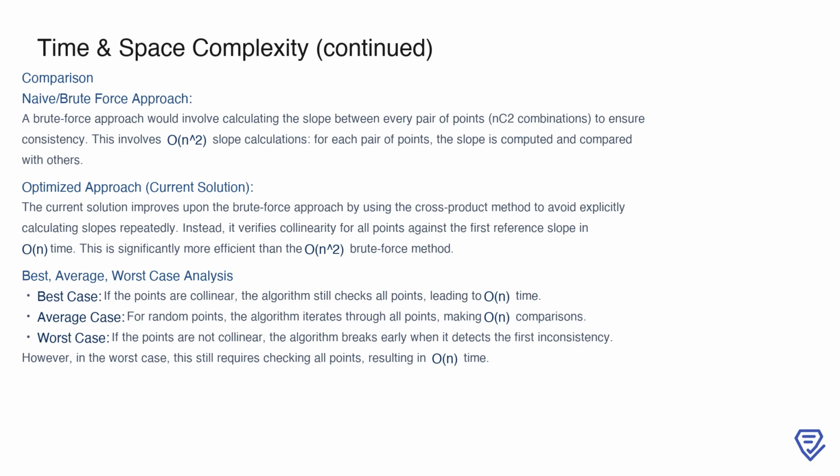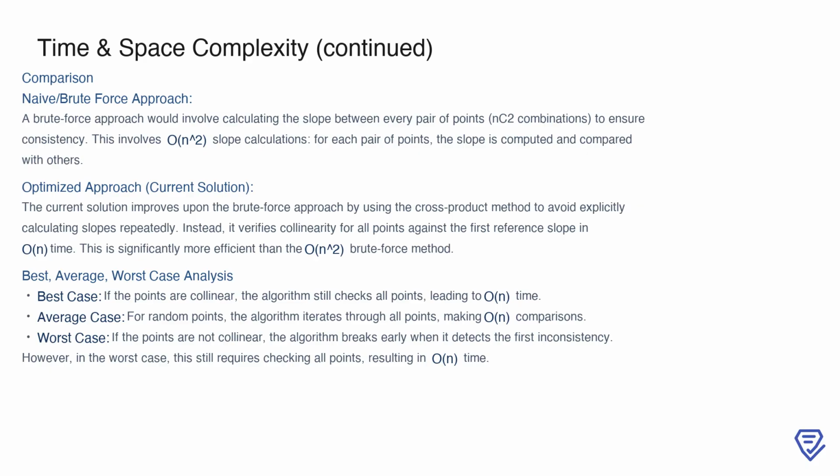In contrast, the current optimized solution avoids explicitly calculating slopes repeatedly. By using the cross-product method, it ensures collinearity for all points in just O(n) time. This is a significant improvement over the O(n squared) complexity of the naive approach.